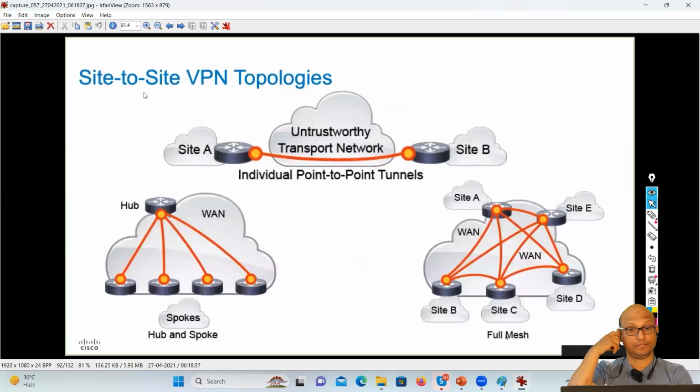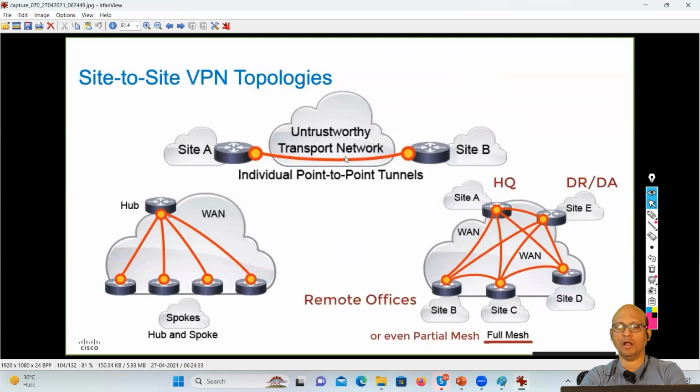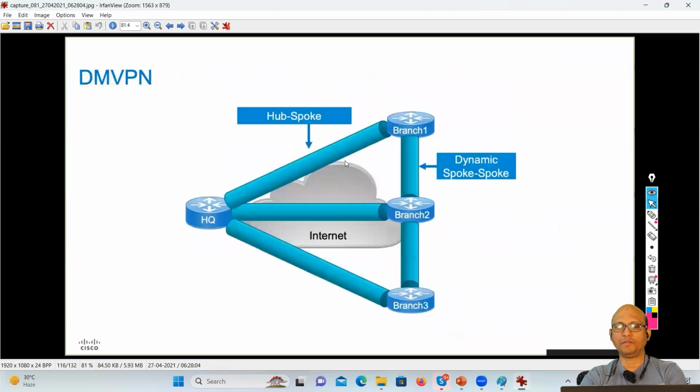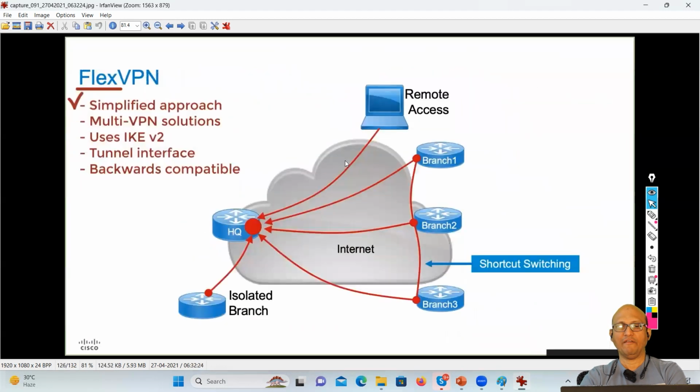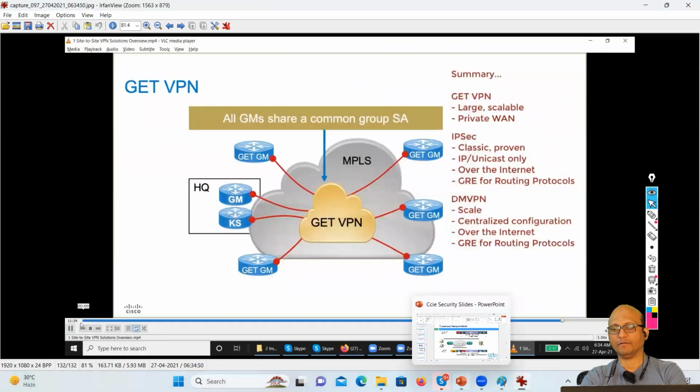Site to site, site A and site B. Untrustworthy transport network, point-to-point tunnel, hub and spoke tunnel, full mesh tunnel, hub to spoke, spoke to spoke. See, these are the different types of VPN topologies. Remote VPN. Remote VPN means the user is traveling.